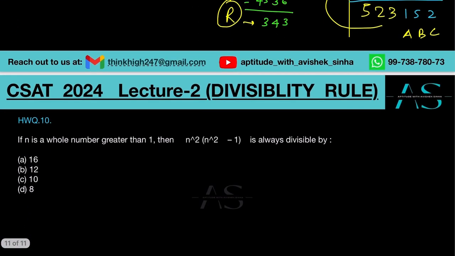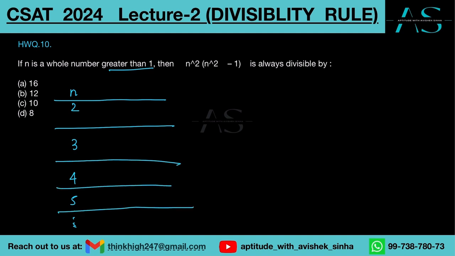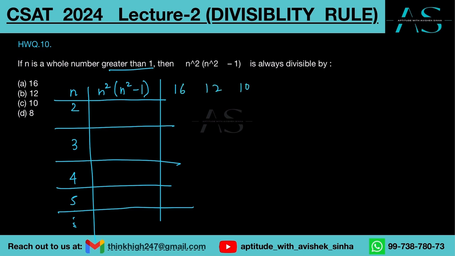Right? Moving forward to the last question for the set, the 10th question. If n is a whole number greater than 1, so the possible values for n would be 2 or 3 or 4 or 5, and it can continue, right? Now in all of these cases, what are we required? Then n square into n square minus 1 is always divisible by which of the following numbers? So what are the numbers in option? 16, 12, 10 and 8.